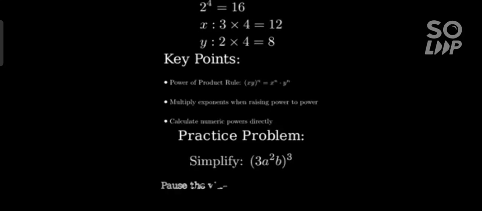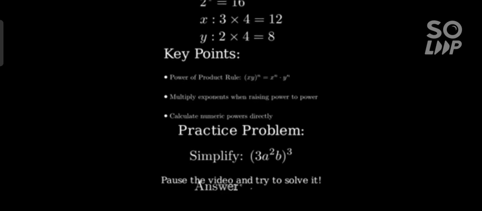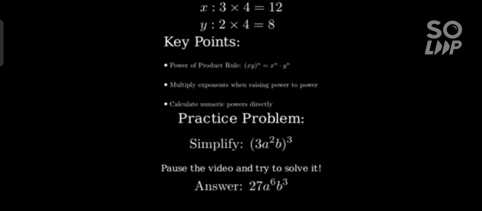Here's a practice problem for you. Try simplifying 3a squared b cubed, all raised to the 3rd power, on your own. Pause the video, solve it, and then check your answer. The answer should be 27a to the 6th, b to the 9th. Did you get it right?